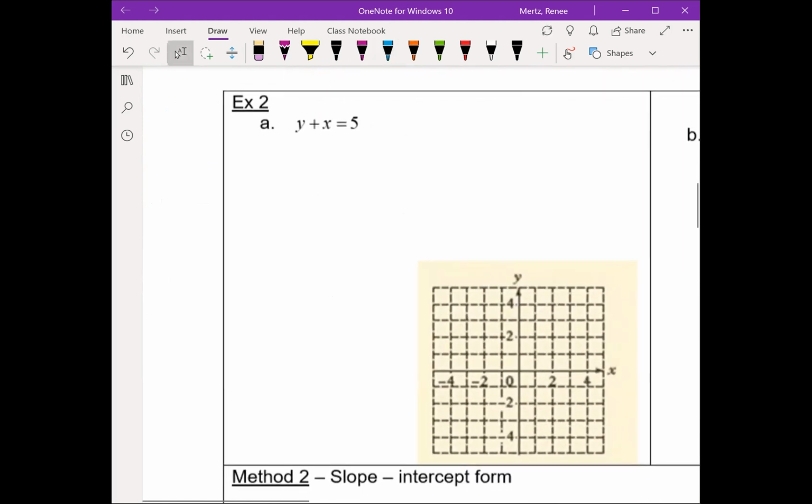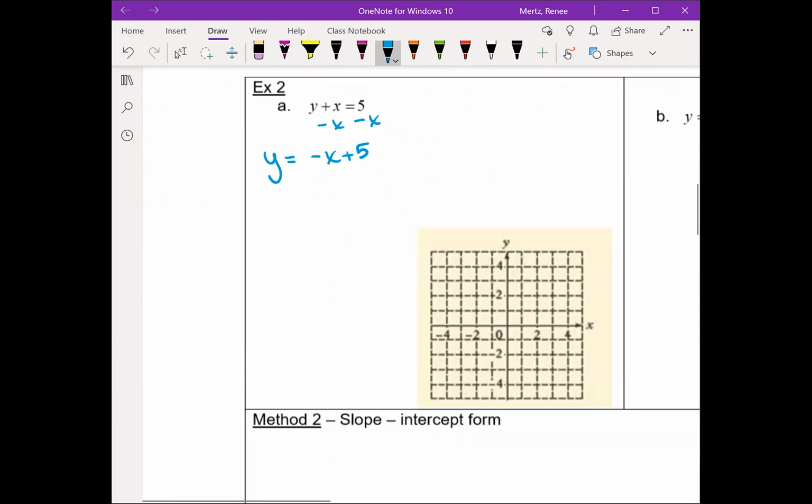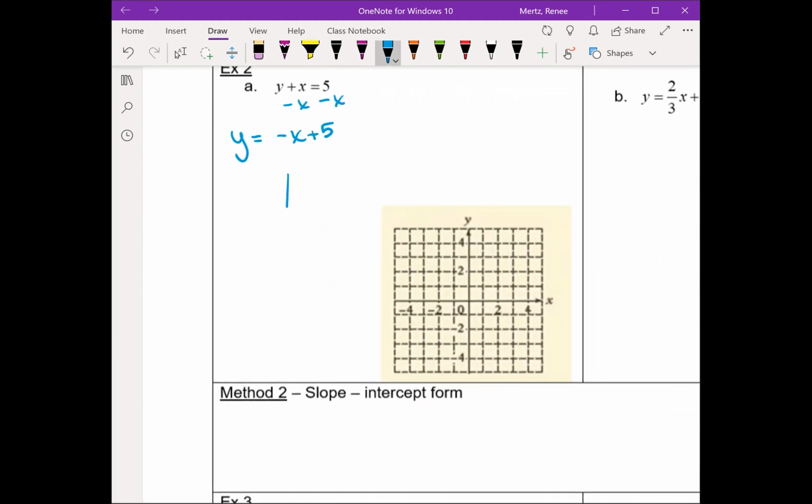So if we're doing example 2, we want to get into y equals mx plus b form. So we have to get the y alone. So we're going to subtract the x. So y equals negative x plus 5. Make a chart. I'm going to pick 3 values.